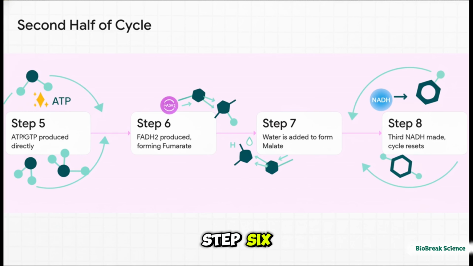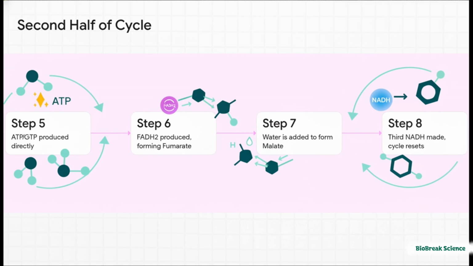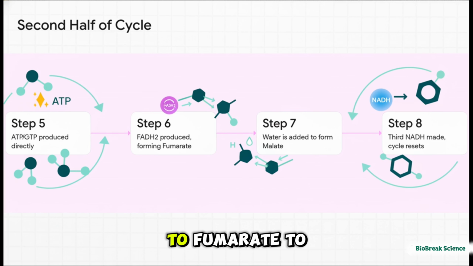Step 6. Succinate gets oxidized. It transfers hydrogen atoms to another carrier, turning FAD into FADH2 and forming fumarate. Step 7. A water molecule gets added to fumarate to form malate. And finally, step 8. Malate is oxidized to form oxaloacetate, creating our third and final NADH molecule in the process.